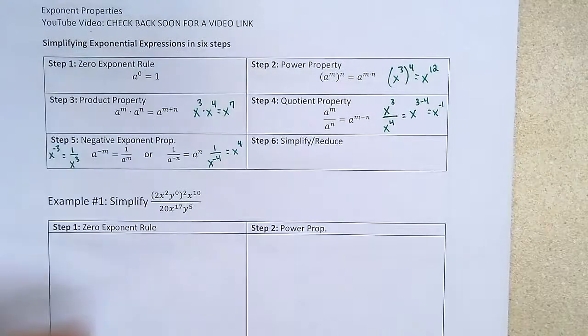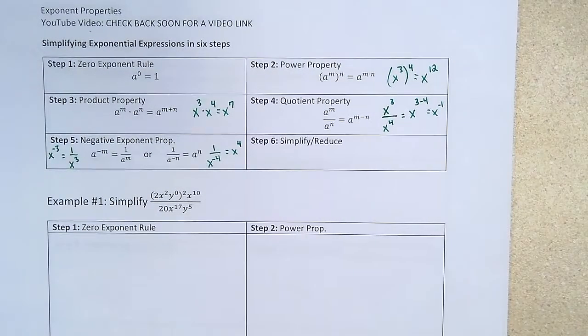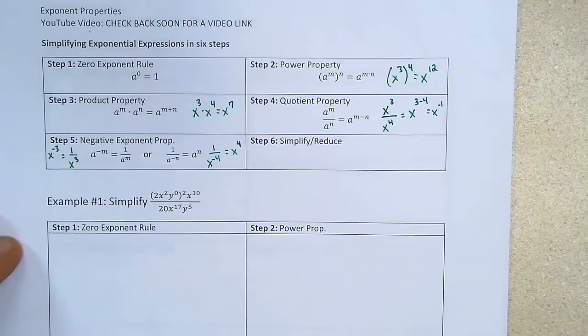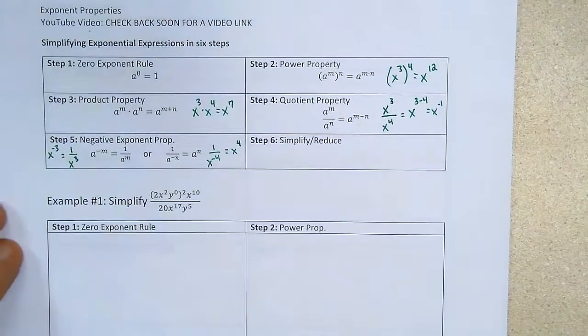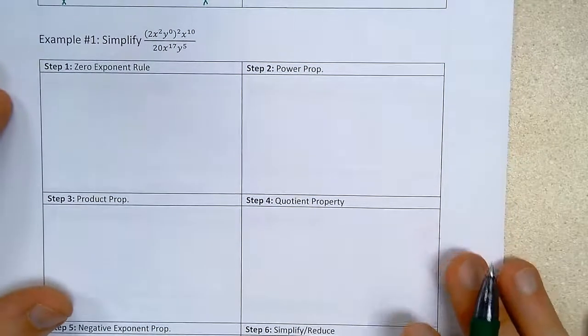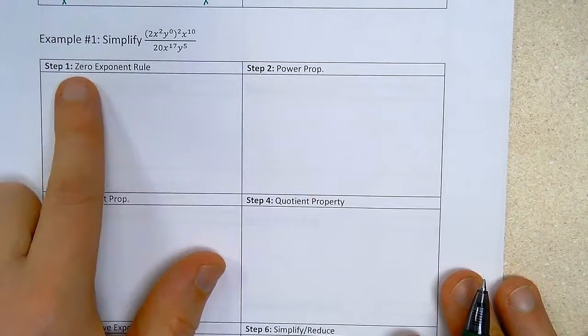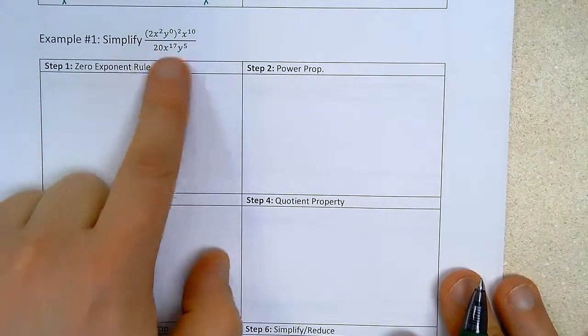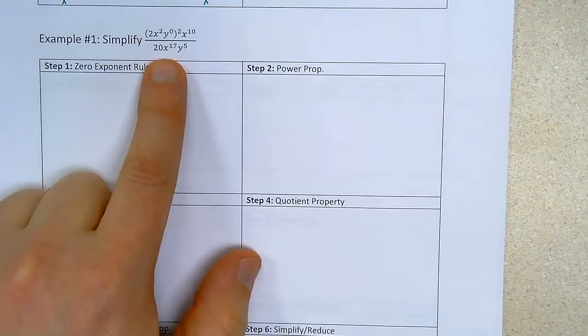The order that you apply them in does not matter as long as you apply each of them correctly. However, I will always go in this order for this video for the sake of consistency. So let's start with this. We have an expression, and the first rule we're going to apply is the zero exponent rule. So we're going to look for anything that has a zero exponent, and we're going to replace it with the number 1.